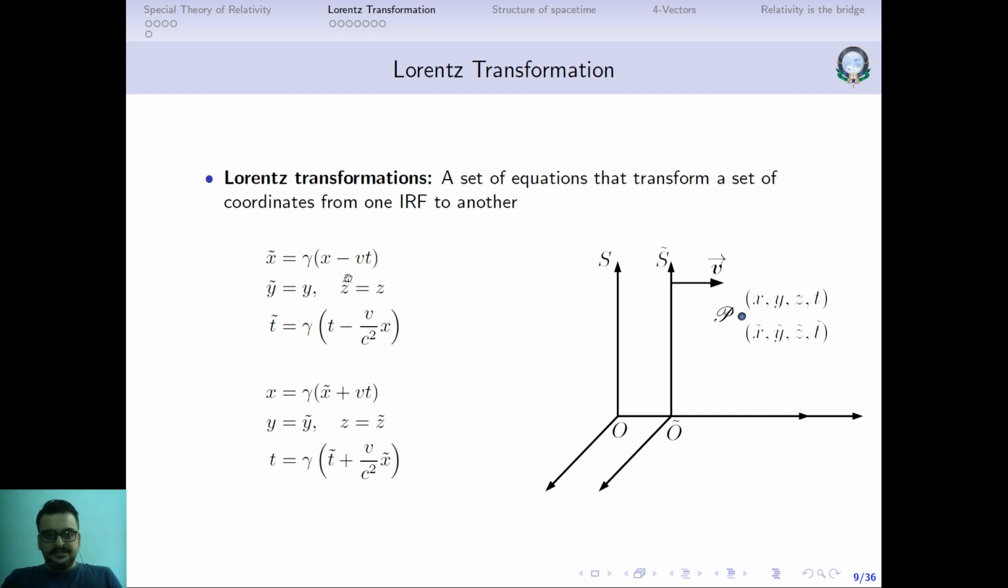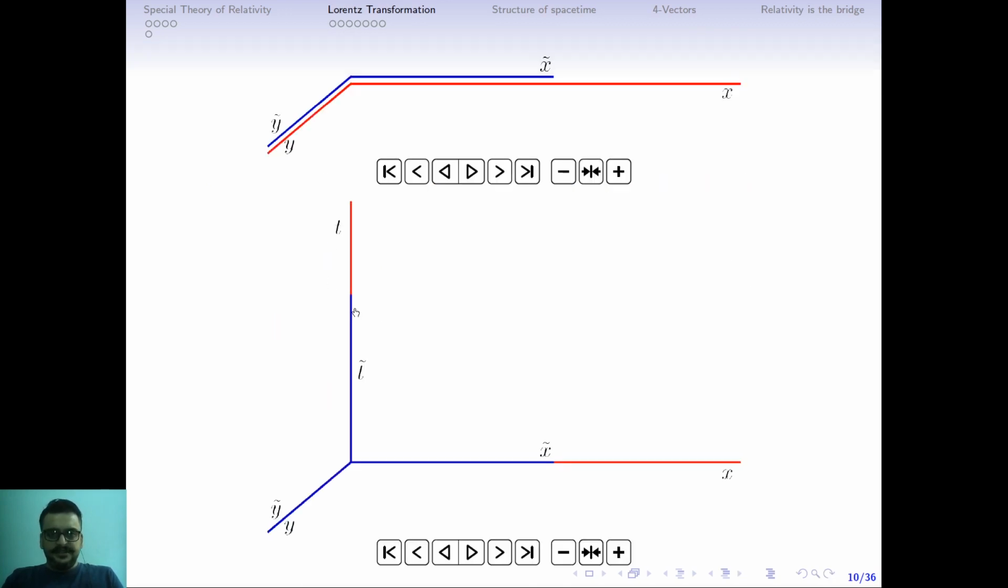In that case, you just have to replace v with minus v, so you'll get a plus sign here and you'll get another plus sign. So this is basically your Lorentz transformation. Essentially, there is no difference between these two. It's just a matter of putting the sign of this v. So that's basically the Lorentz transformation.